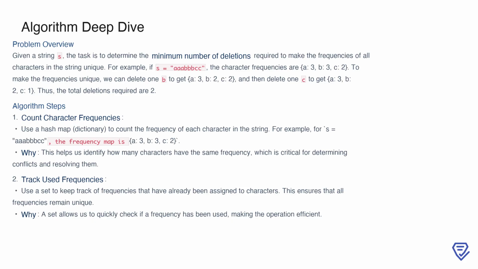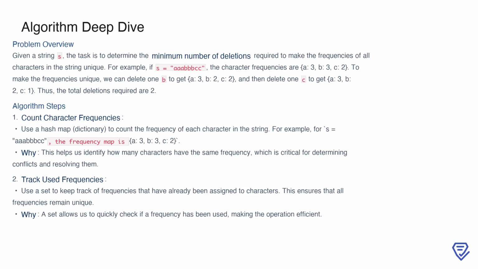To make the frequencies unique, we can delete one B, reducing its frequency from 3 to 2, and then delete one C, reducing its frequency from 2 to 1. As a result, we end up with the frequencies A: 3, B: 2, C: 1, which are now unique. In total, 2 deletions were needed.